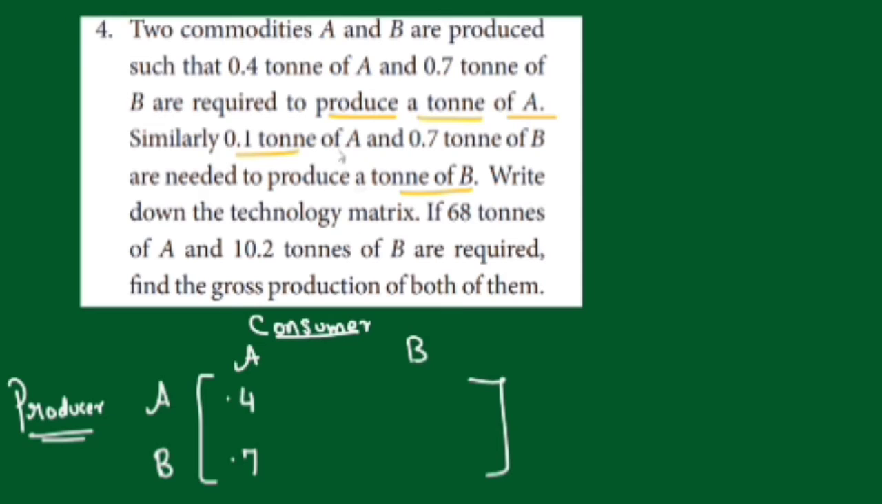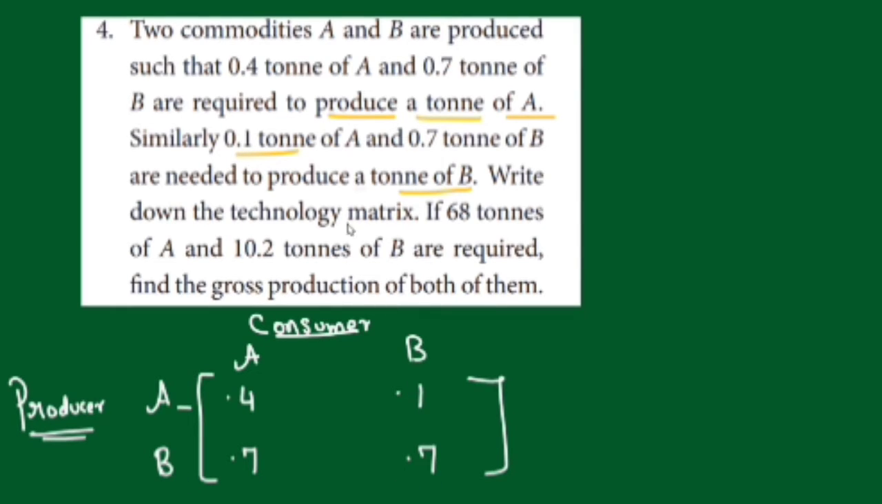Similarly, 0.1 ton of A. Of whatever A produces, 0.1 ton is used, and of whatever B has produced, 0.7 ton is used by B. They are needed to produce B, because B wanted to produce something, they need this 0.1 from A and 0.7 from B. So that's why we are writing like this as a column matrix.